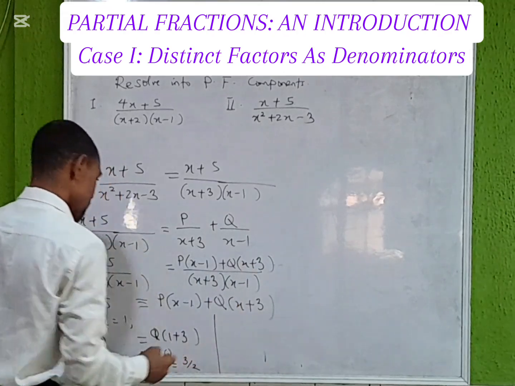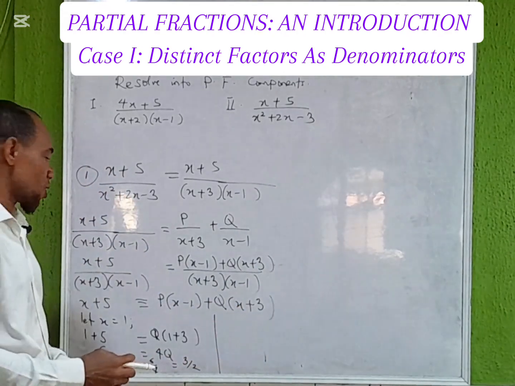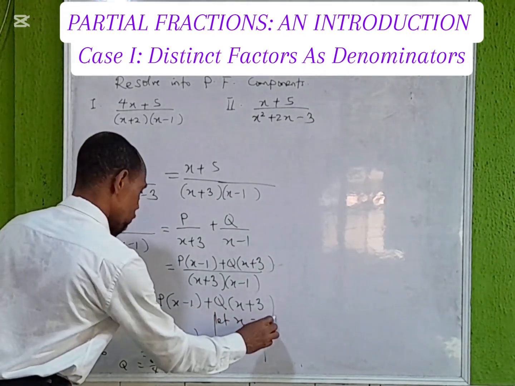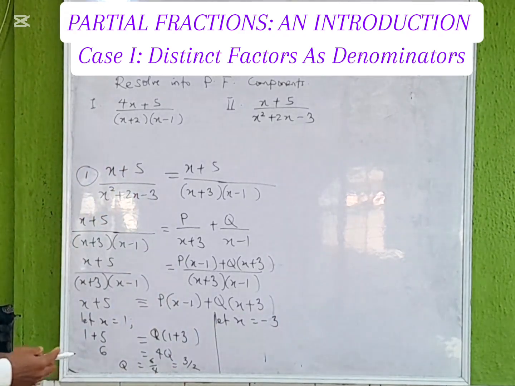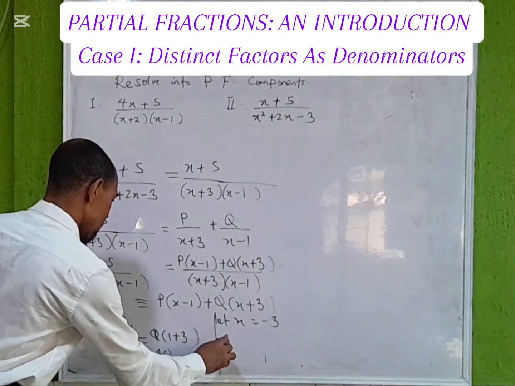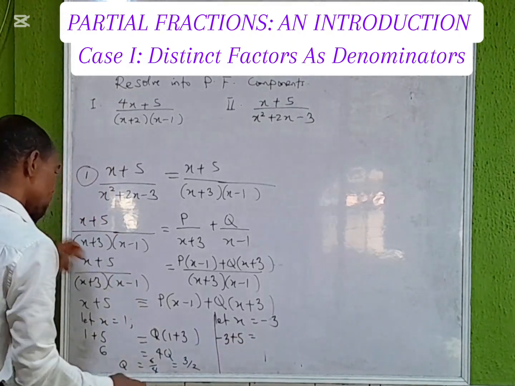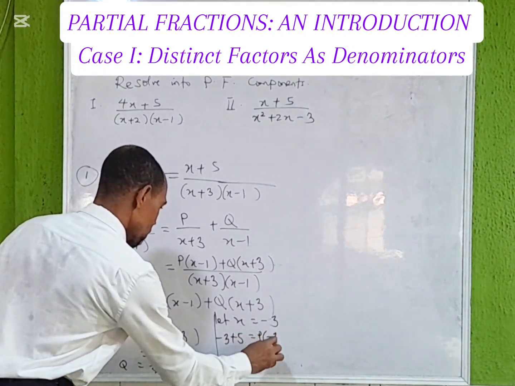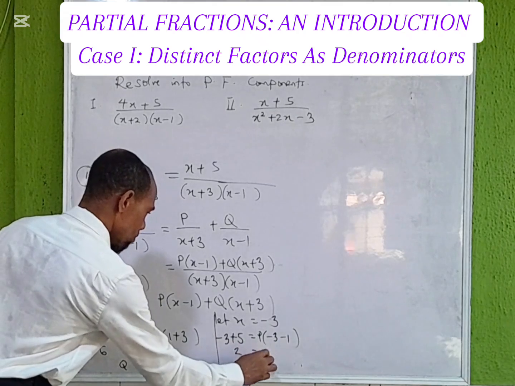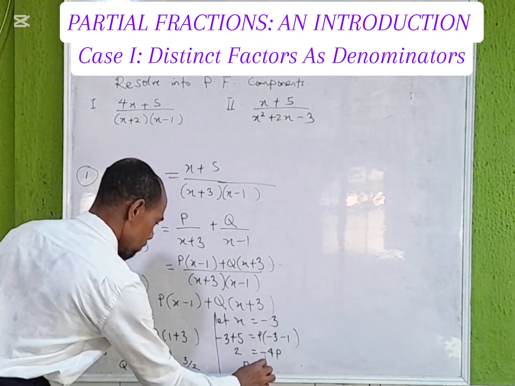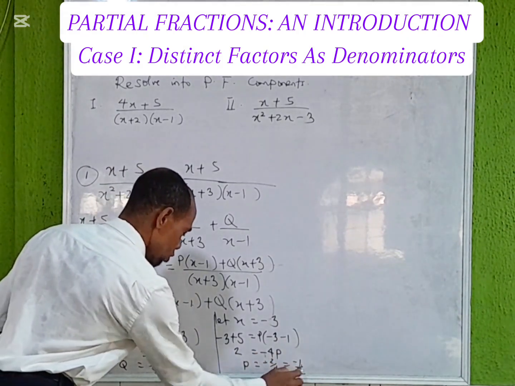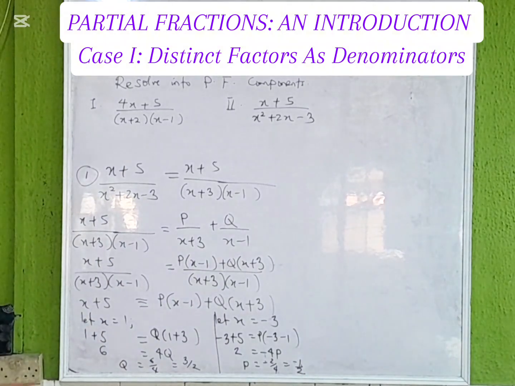So in a similar vein, to make the bracket x plus 3 be 0, we use the inverse of plus 3, which is minus 3. So we let x equal minus 3. To slot that minus 3 all through in that equation, we have minus 3 plus 5 equals p times minus 3 minus 1. Hence we have 2 equals minus 4p. Then p is equal to minus 2 over 4, which in turn is minus 1 over 2. So we've gotten our p and q.